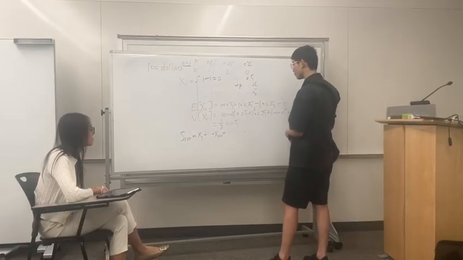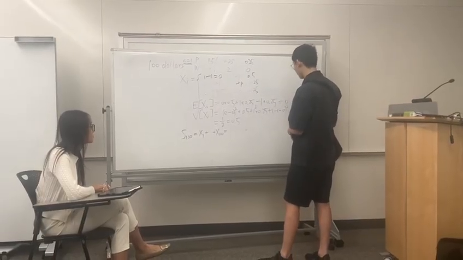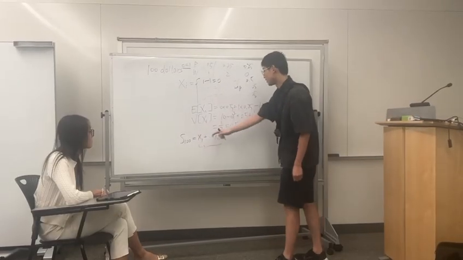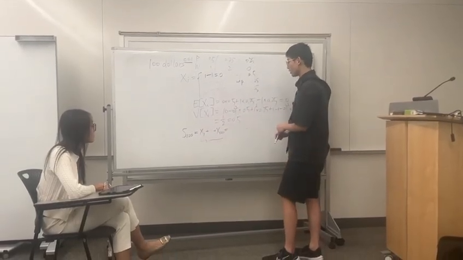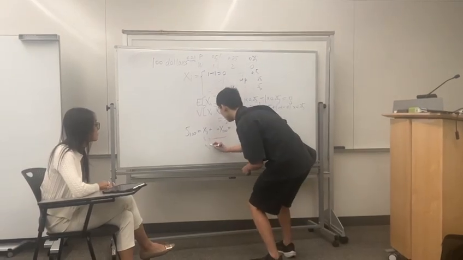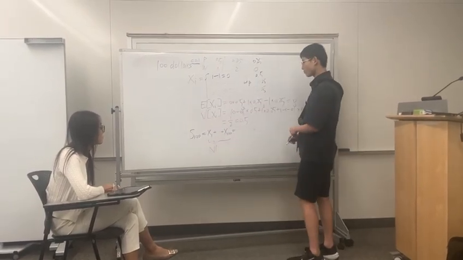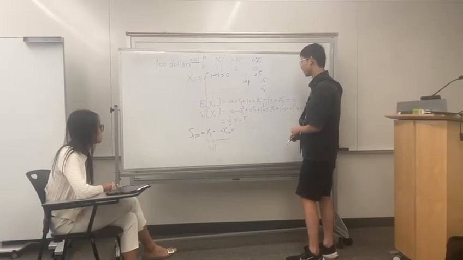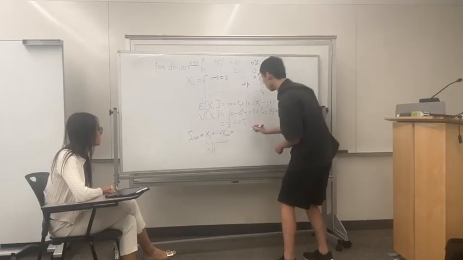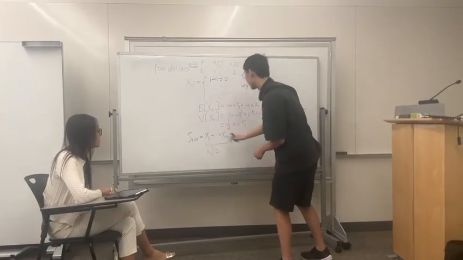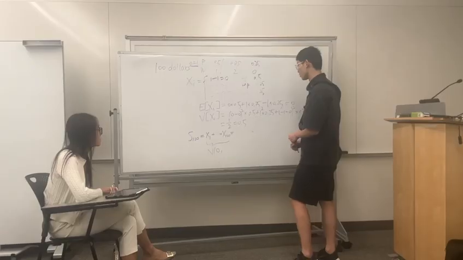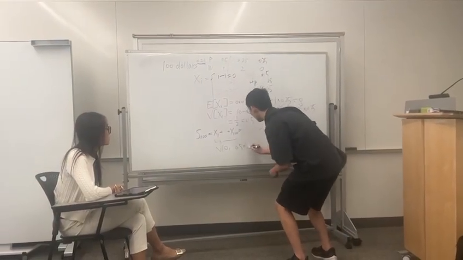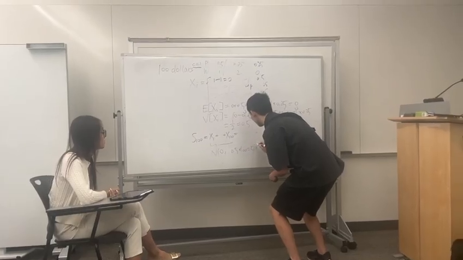So by the central limit theorem, because these xi's are IID, S should approximately follow a normal distribution. The normal distribution should have an expectation of 0, because each xi's expectation is 0, and also a variance of 0.5 times 100 equals 50.